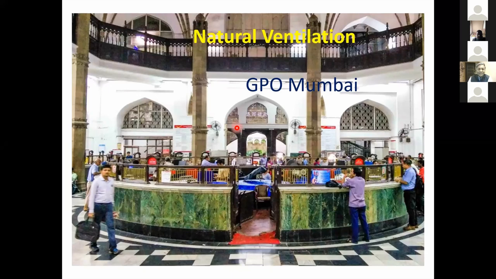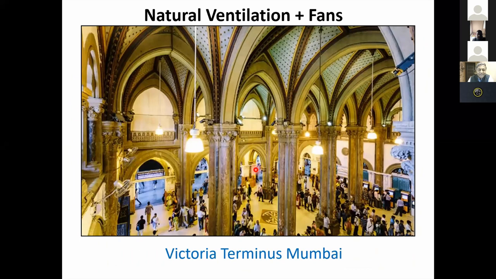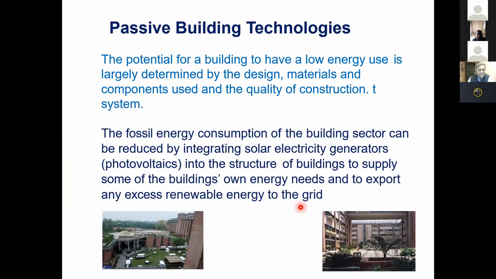So natural ventilation happens. This is a very old train terminus in Bombay. With the help of fans, natural ventilation, and high ceilings, public spaces must be allowed to be naturally ventilated. The potential for a building to have low energy use is largely determined by the design, materials, and components used, and the quality of construction of the system. So we can design a building which allows all this to happen.